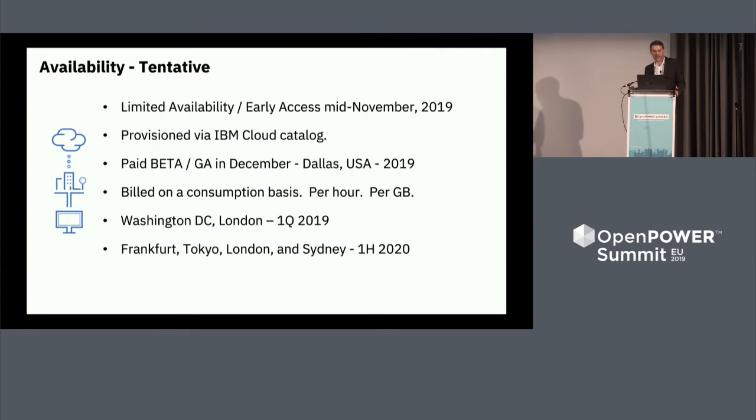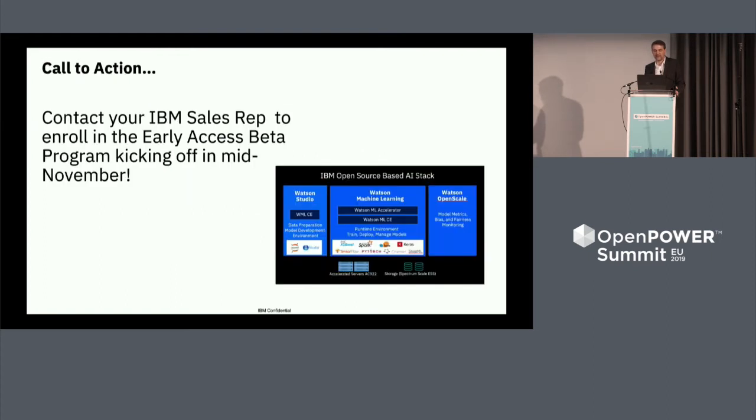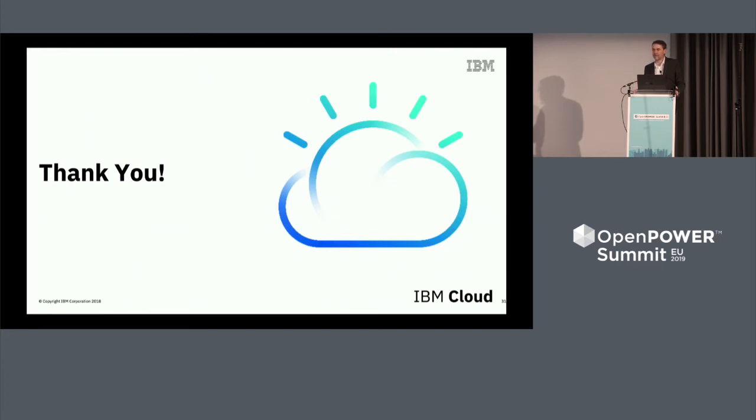Yeah, this is already talking about a paid beta and GA in December, and then rolling out next year into Washington, London, and other regions. So this is billed on a consumption basis per hour, per gigabyte, and it's very competitive with the other services, Amazon, Google, out there, and within IBM Cloud itself. Power is going to be right there with x86. So you can email me or Elise, our offering manager, to see how you can get into the beta or get using these resources when they're available.